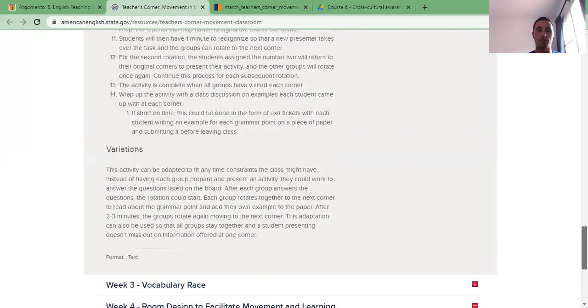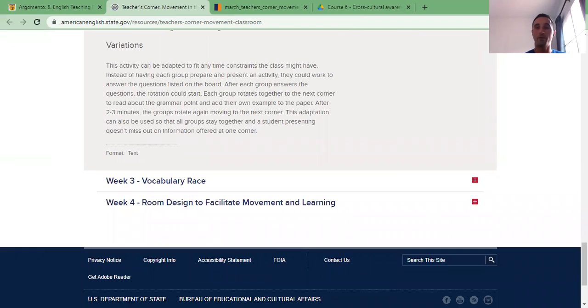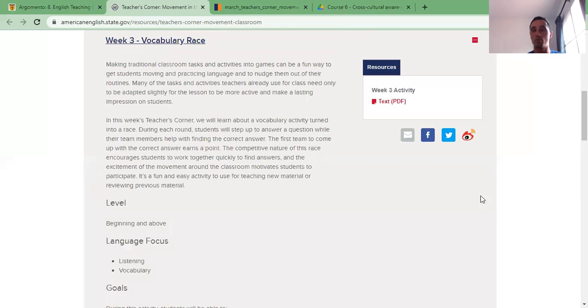Then the third activity is a vocabulary race, where students are challenged to identify a word that describes a definition, and they have to run to write the word on the board.